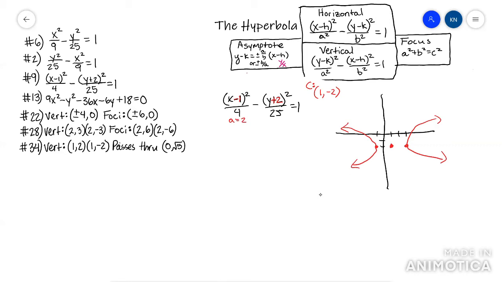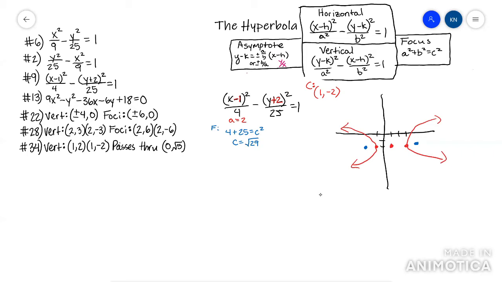All right. So now that I have that, I'd probably go get my focus, which is going to be some blue dot here and here. But to do this, I need to know this distance. Well, that distance is C, and you get that by running A squared plus B squared equals C squared. So that'd look like this: 4 plus 25 equals C squared. So C equals root 29.